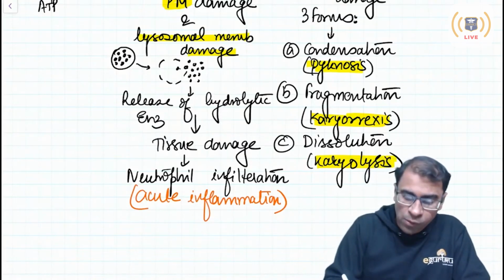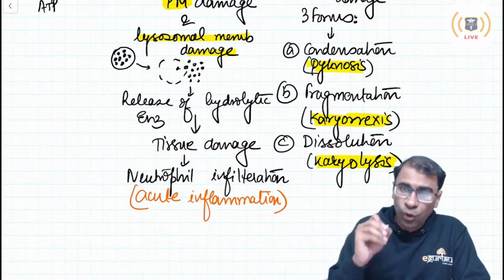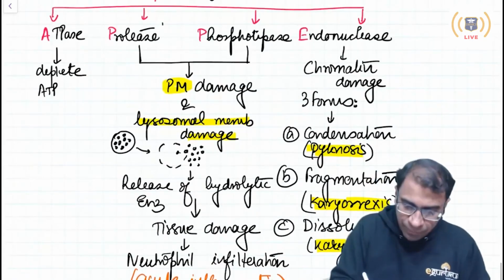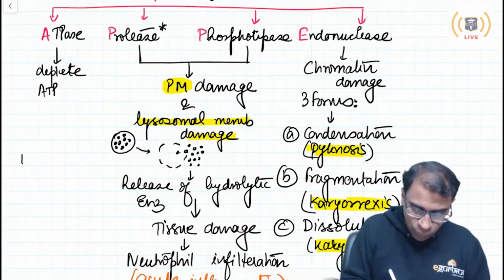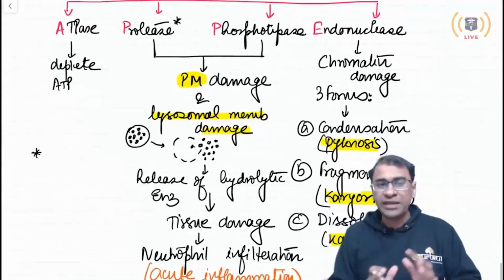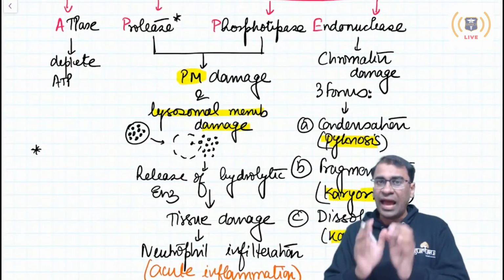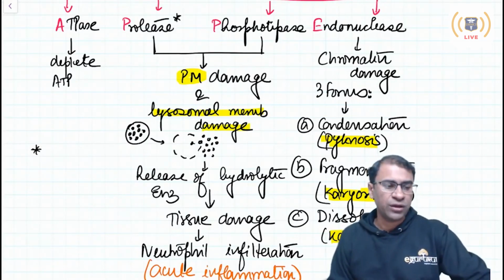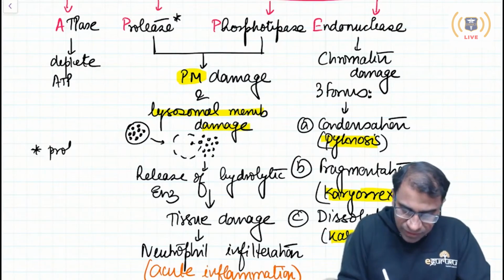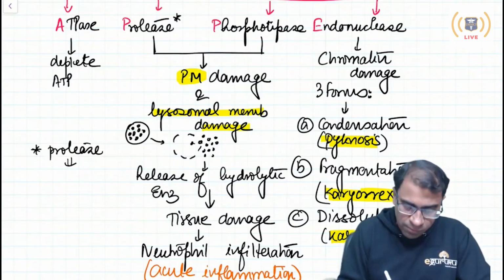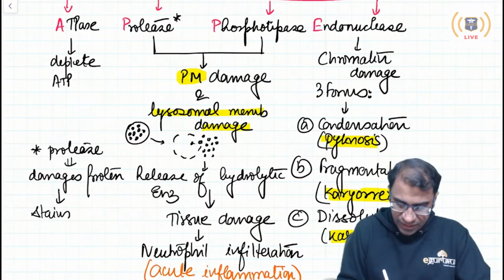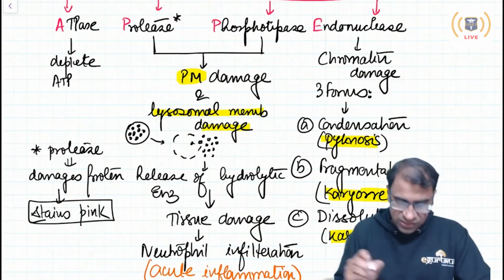Now see the end effect. Because of the protein damage, this protease action is damaging the protein. And remember a basic rule again: damaged protein always stains pink in color. So the action of protease, which damages protein, makes it stain pink.